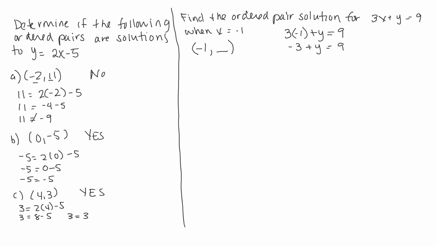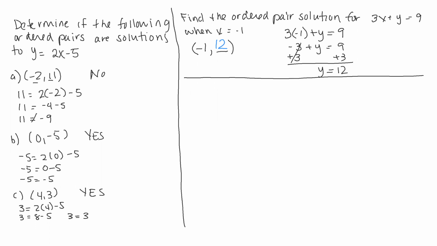My goal is to get y alone. The issue with y is I've got this -3 being added in, so I want to move the -3. The way we undo that -3 is with +3. So the 3's cancel and I get y is equal to 12. That means the ordered pair solution for 3x plus y equals 9, when x is specifically -1, would be the ordered pair -1, 12. And that's it.